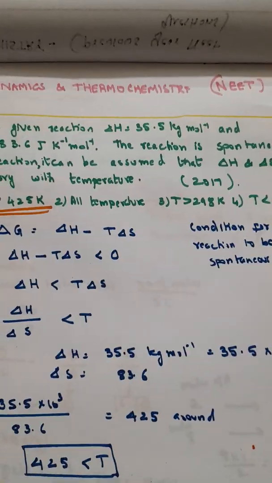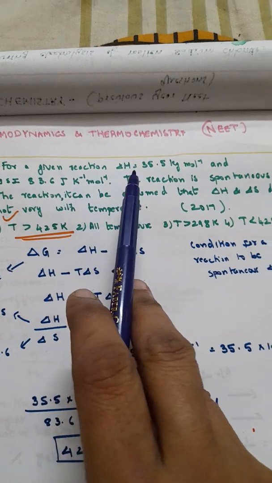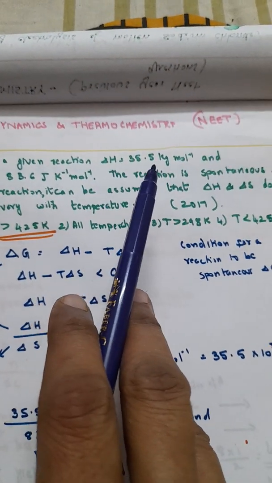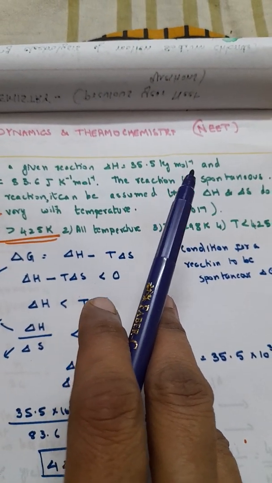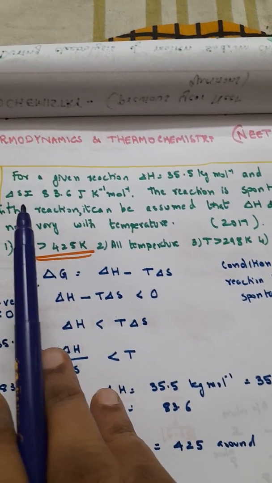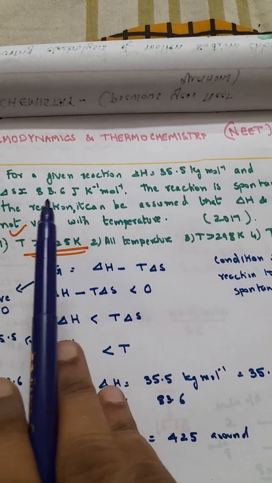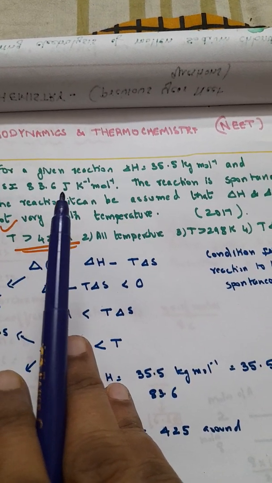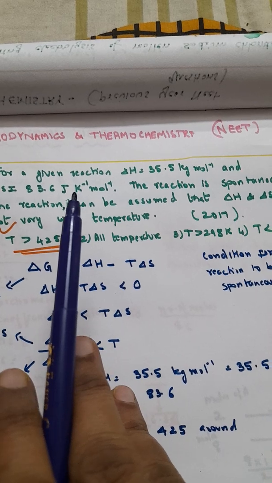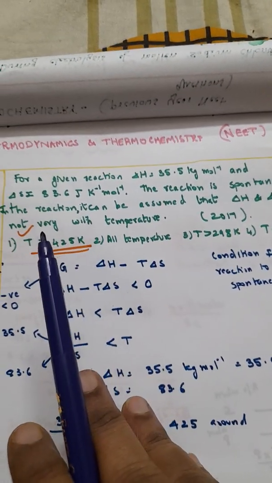Okay, now moving on to the next question. See what question we have got here. For a given reaction, delta H is 35.5 kilojoule per mole, and delta S is 83.6 joule K raised to minus 1 per mole. So the reaction is spontaneous.